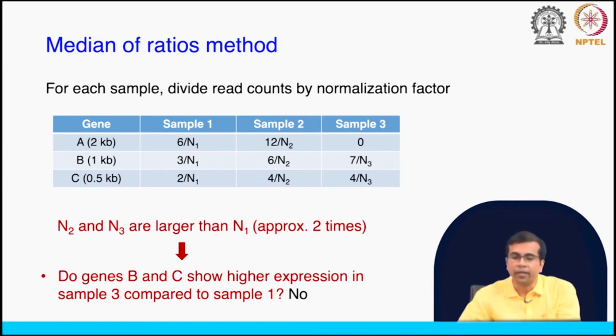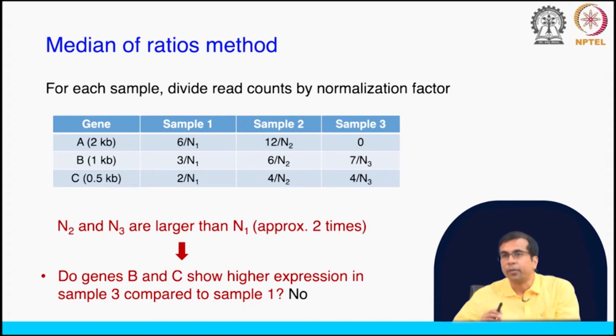So, what it means, if you now look at this gene B and gene C here, is that N2 and N3 are 2 times larger than N1. Once you have completed these divisions, 3 by N1 will be almost similar in value to 7 by N3. And similarly, 2 by N1 will be very similar to this 4 by N3 value.